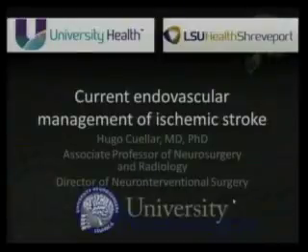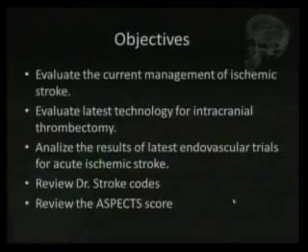I'm going to talk a little bit about the current management of ischemic stroke. Most of it is going to be focused on the endovascular part. I'm going to start with a little bit of history and how we ended up including the endovascular part in the guidelines, and then we'll go over what we're using right now as far as the strokes and some of the imaging we use to determine whether the patient is a candidate for endovascular therapy or not.